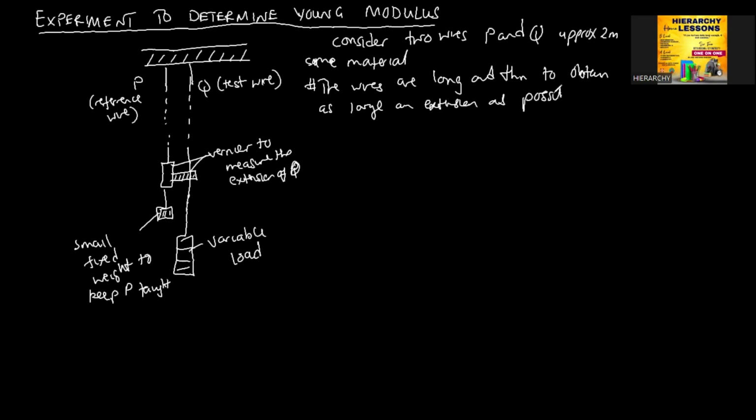So we want to get a large extension, right? The purpose of the vernier arrangement is to measure the extension with accuracy. So we want accuracy, and that's why we use a vernier. The wire must also be free of kinks so that we get accurate results. That's why we put a small fixed weight to keep P taut so that we don't have any kinks.